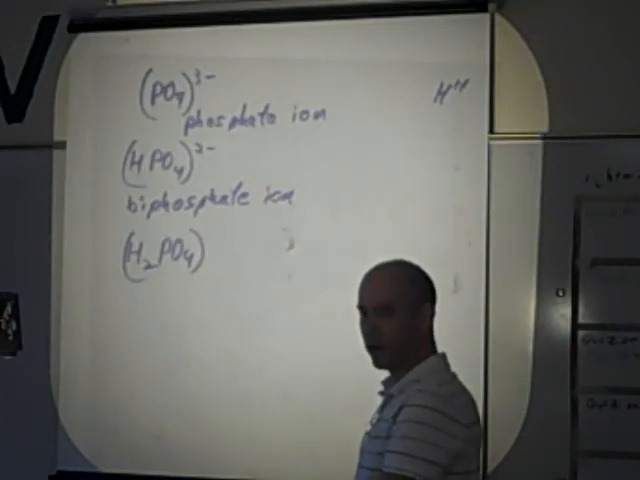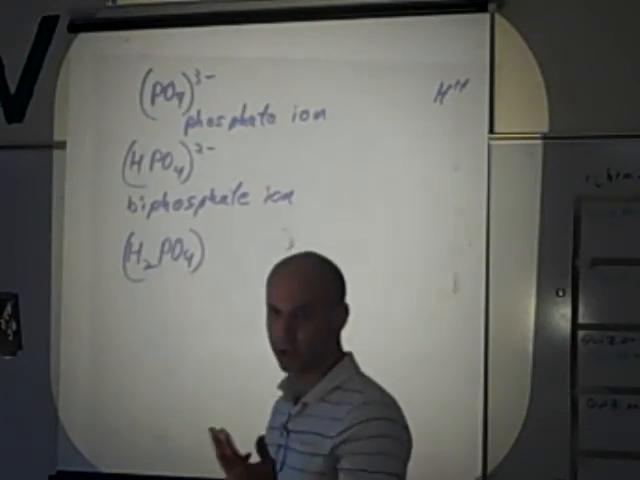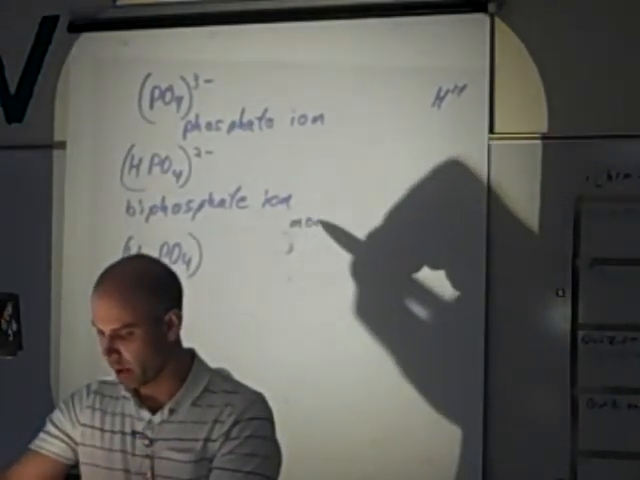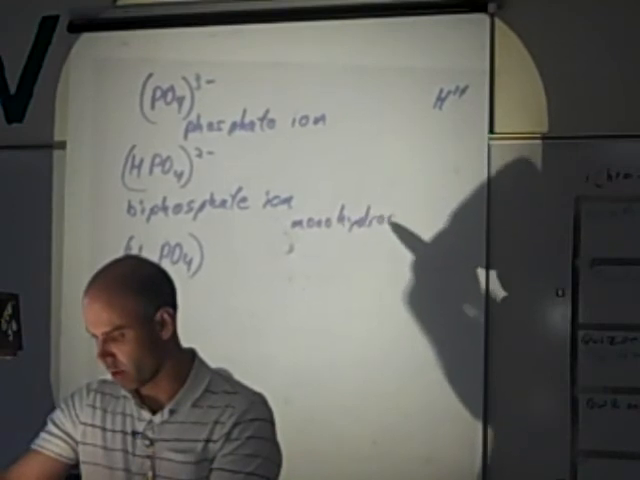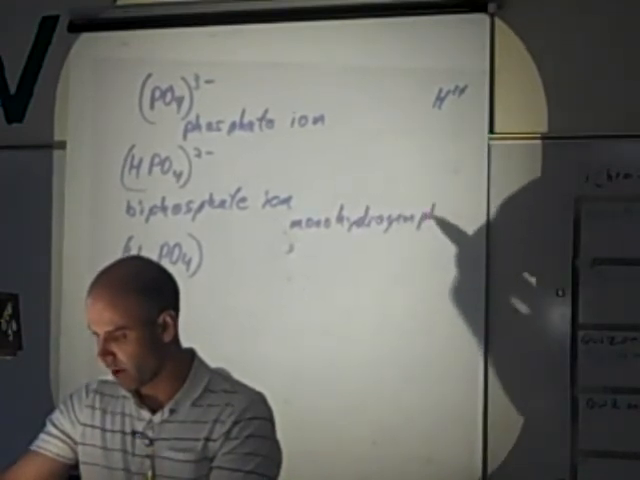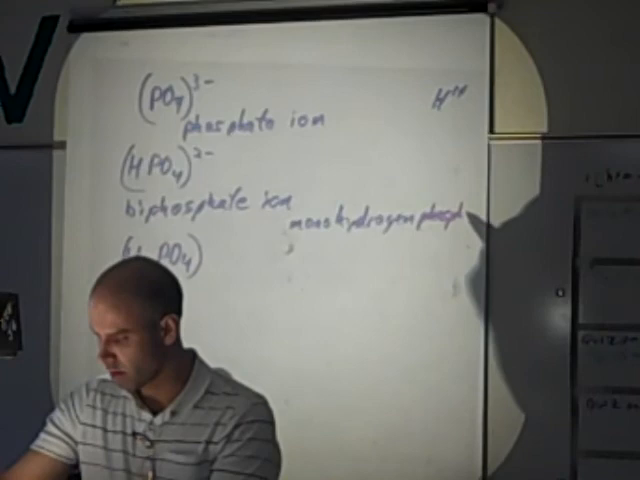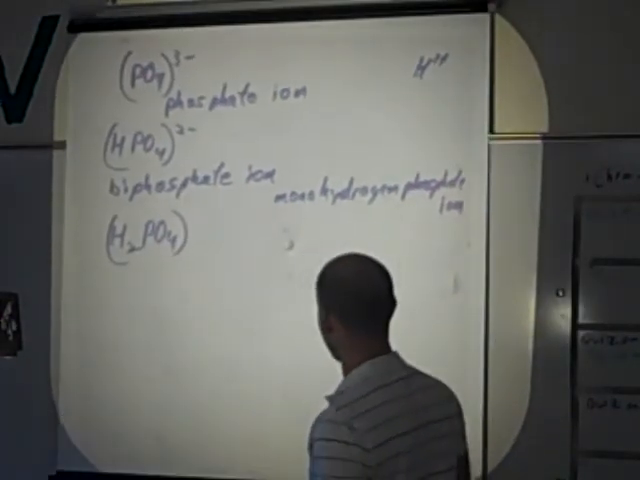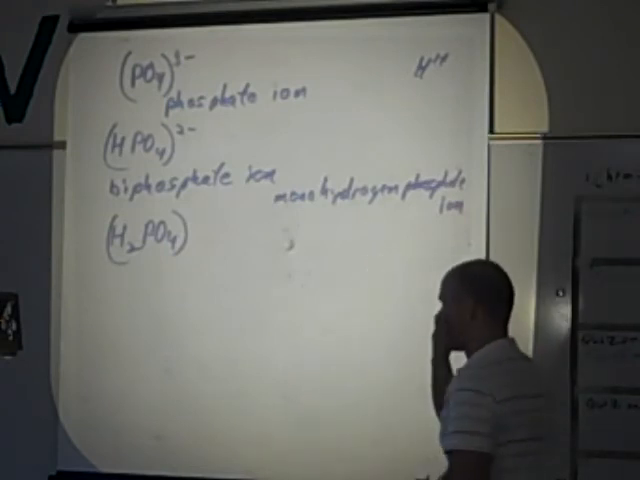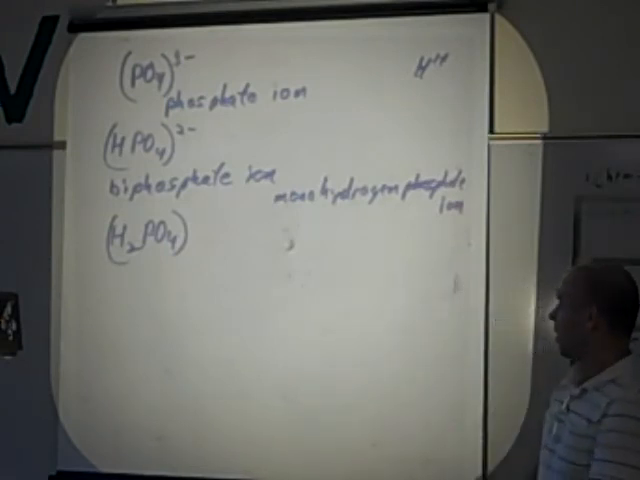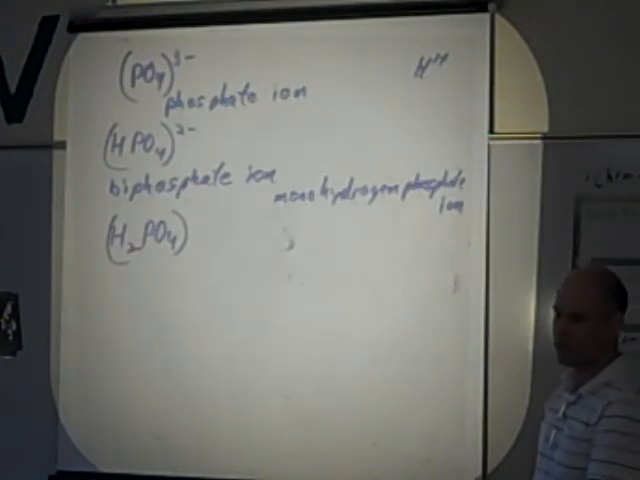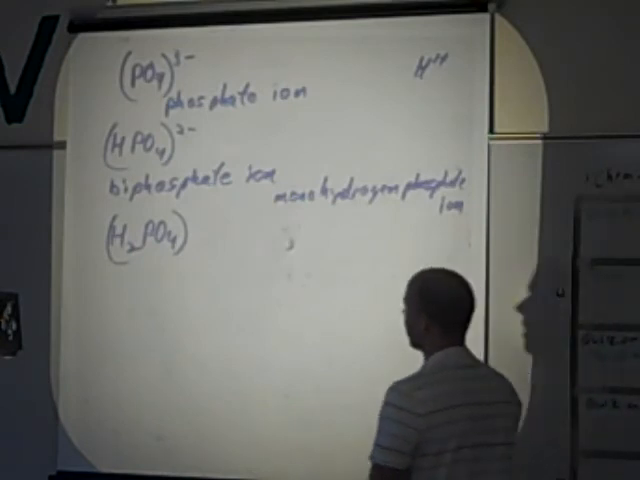The official way of writing this, Aaron, is just like we did with the carbonate. The official way of naming this is monohydrogen phosphate ion. Hydrogen is the first element. Okay, that's a long word to write. Monohydrogen phosphate ion. Why do you use mono? I thought you were not supposed to use it. That's for nonmetal to nonmetal. This is a polyatomic thing.